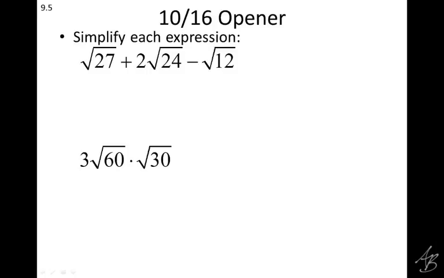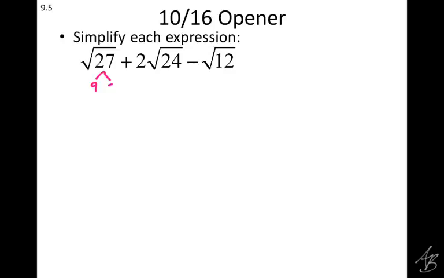All right, so we need to remember when we're adding and subtracting, we need to keep them in separate square roots and simplify them separately. When we're multiplying, we can do them all together. All right, so for that first one, when we want to simplify the square root of 27 plus 2 square root of 24 minus the square root of 12, we're going to do our factor trees first.